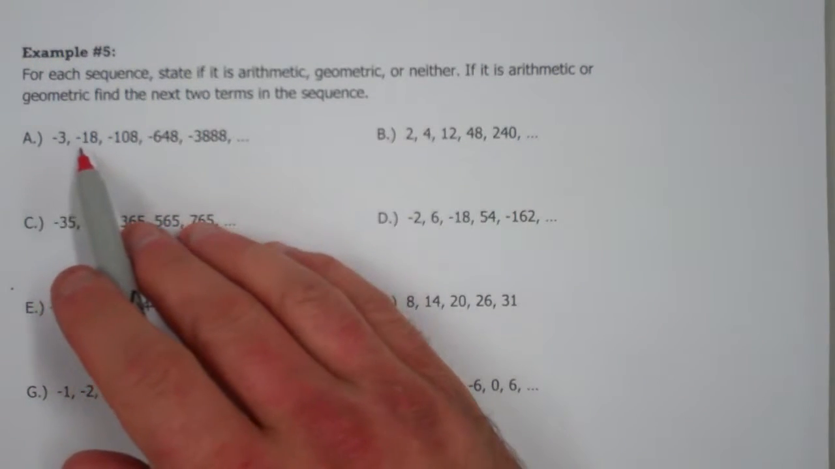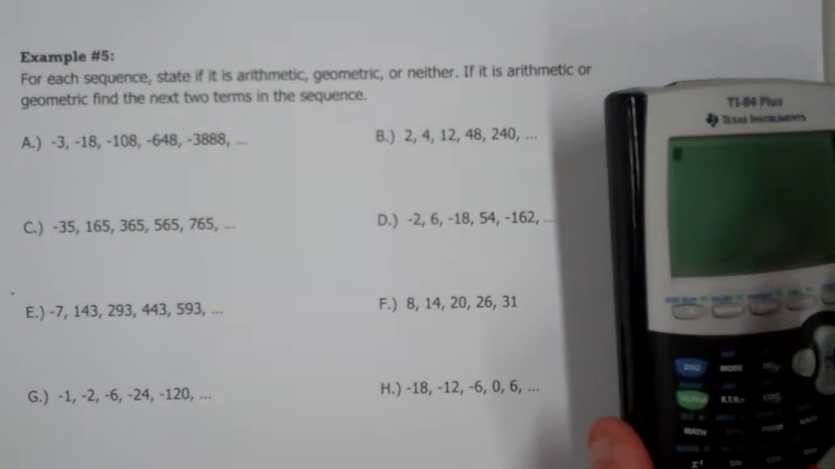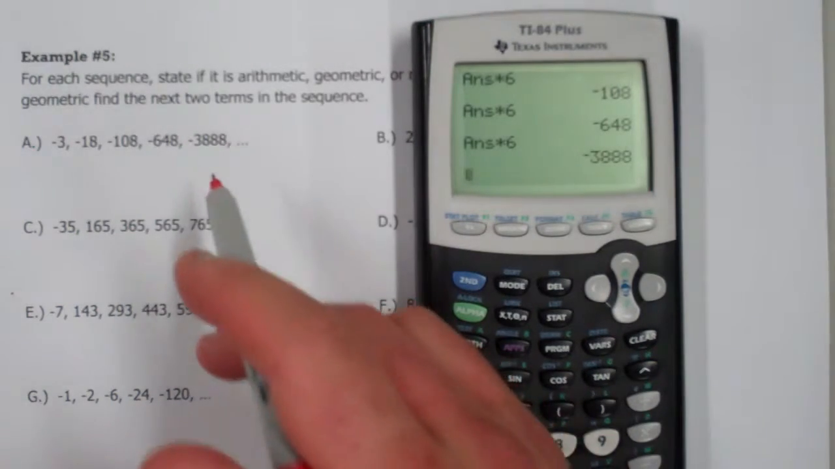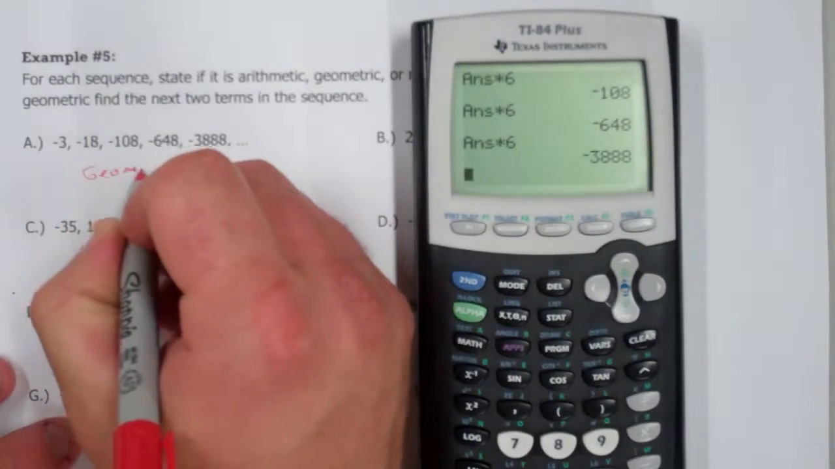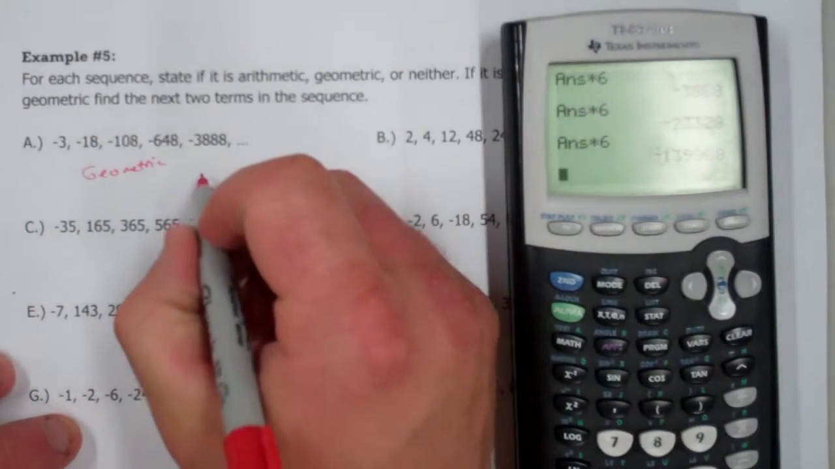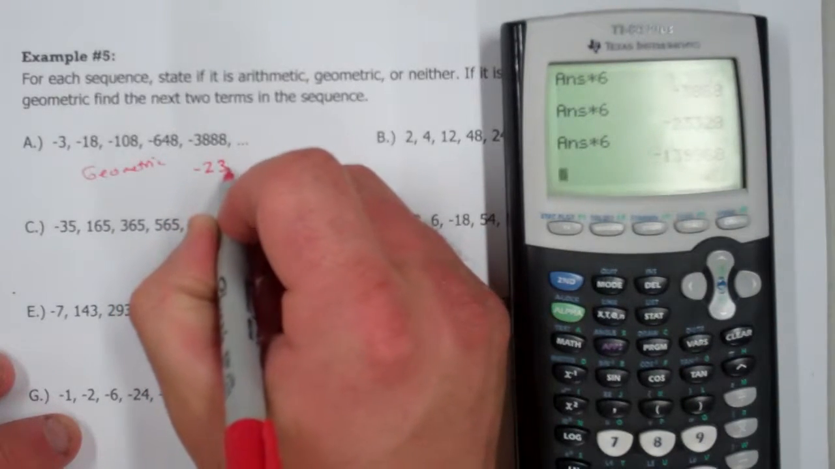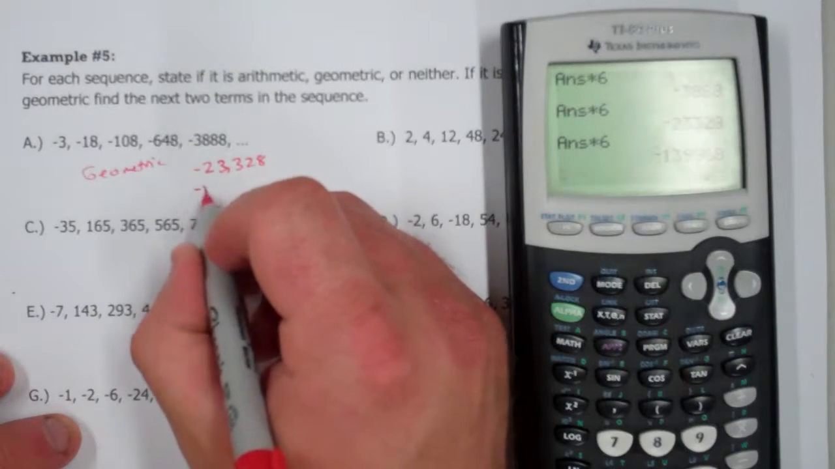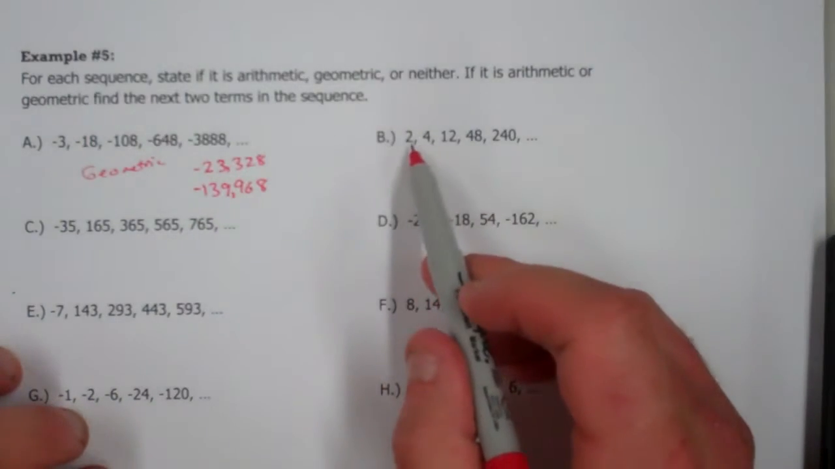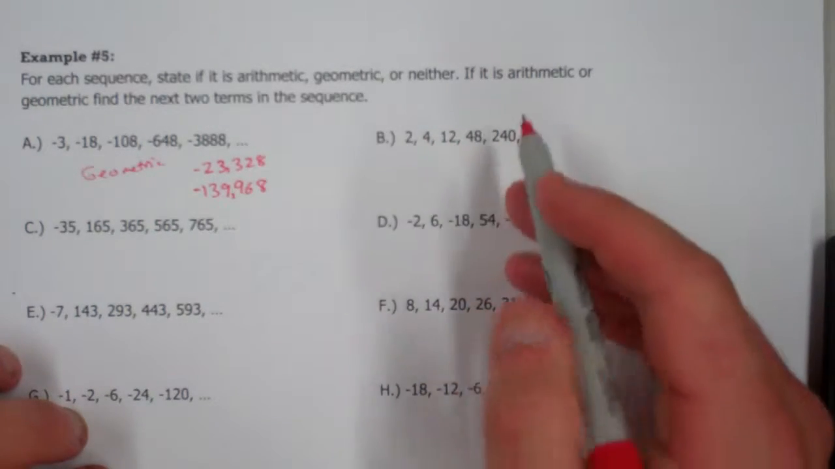On this one, we've got -3, and -3, it looks like we're multiplying on this one, and so let's see, -3 times 6 would be -18. If we multiply that by 6, we get -108. Multiply again, we get -64. Multiply again, we get that value there. Because we're multiplying by the same thing, this one's geometric, we could multiply by 6 and then by 6 again, and that'll get us our two values. So the next two terms would be -23,328 and then also -139,968. In part B, here we're multiplying by 2, multiplying by 3, multiplying by 4.